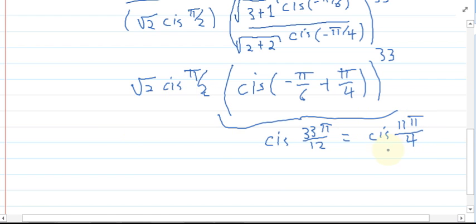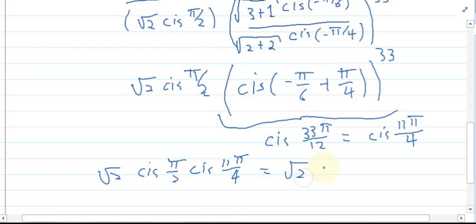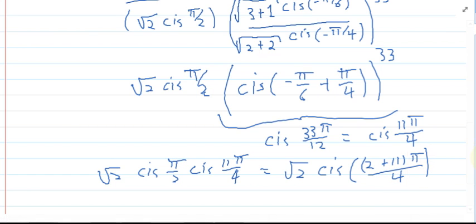Square root of 2 cis pi over 2 times cis of 11 pi over 4. What do I do when I multiply two cis's together? I add the angles. So that's square root of 2 times the cis. Now let me write this as 2 pi over 4 plus 11 pi over 4. So that's cis of 13 pi over 4.